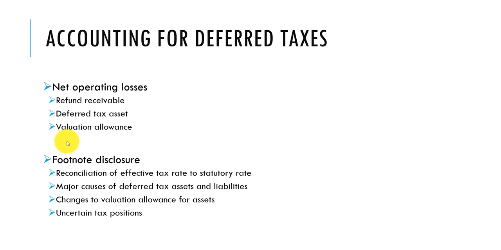You would create a refund receivable for the money you're going to get back, and the part going forward would be a deferred tax asset with a likely valuation allowance, because you just lost a lot of money. Now, under the change in the law, you do not go back. You go only forward, but you go forward forever. So there's no 20-year limit.